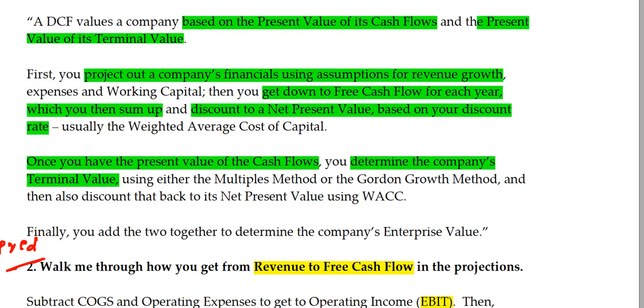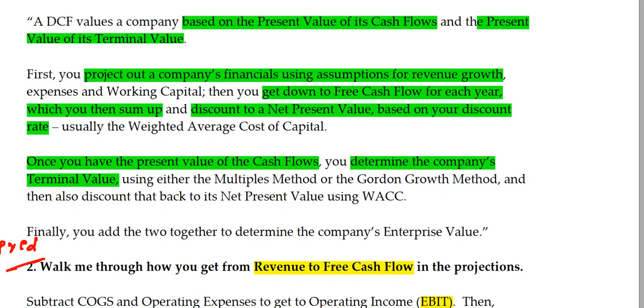If you go for the Gordon growth method, that is based on an average growth rate on a year-on-year basis. Today we have growth of 5% and we forecast that the growth will be 5% for the next 5 years as well. So this is the Gordon growth method. The growth is constant over the period, and it is also discounted back to the net present value using the WACC, on the basis of a number of factors.